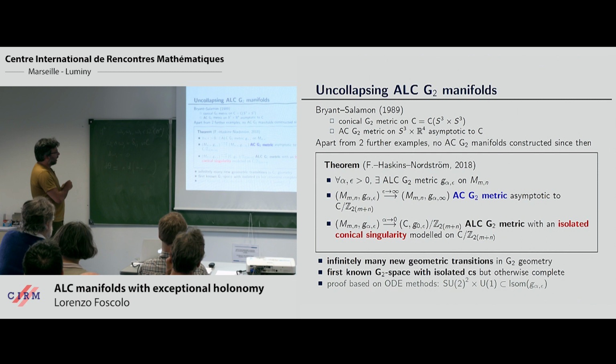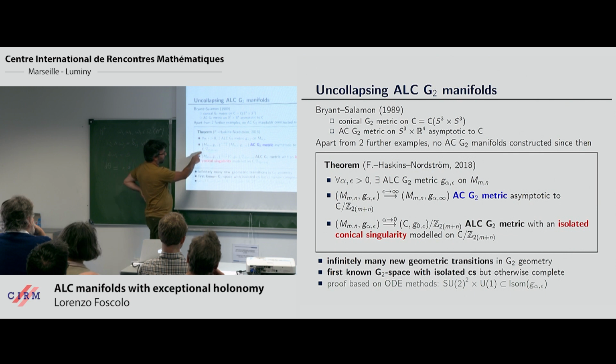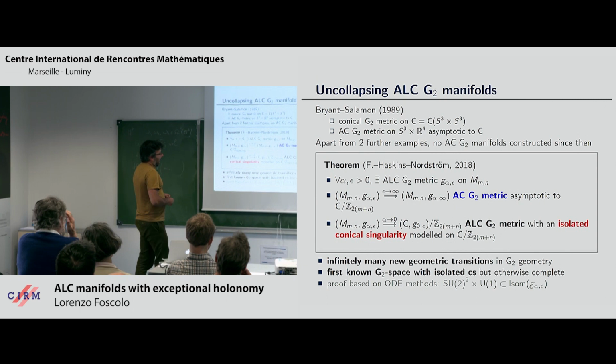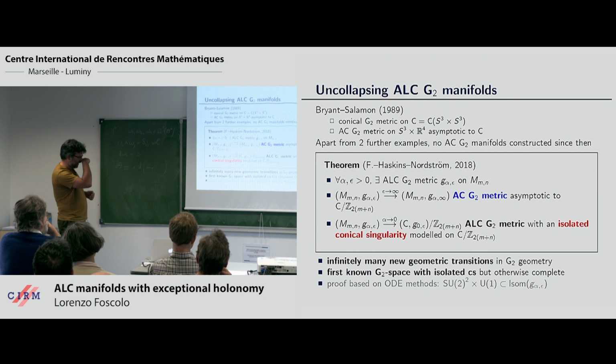Asymptotically conical G2 metrics, there were only three examples known before this, and now infinitely many. There's also the interesting fact that the tangent cone at infinity only depends on the sum, whereas the metrics depend on the pair. So you have different ways of desingularizing the same singularity. The isolated conical singularity is also interesting. It is quite natural both in geometry and physics, but there was no example so far of a G2 metric that has an isolated conical singularity but is otherwise complete, except for cones, of course.